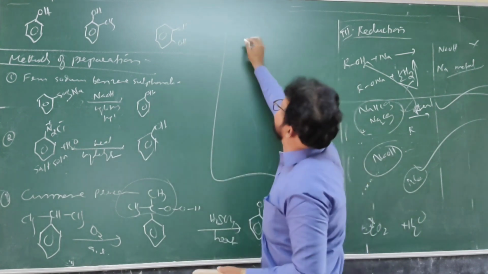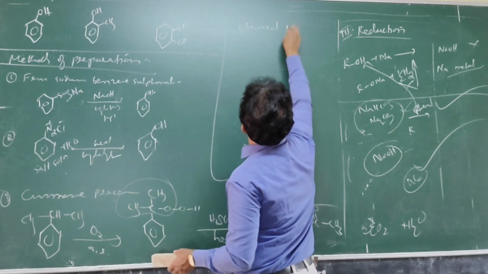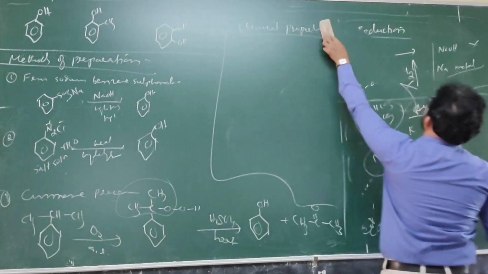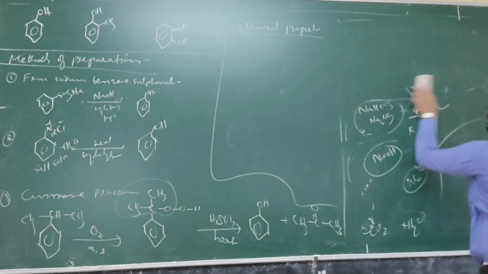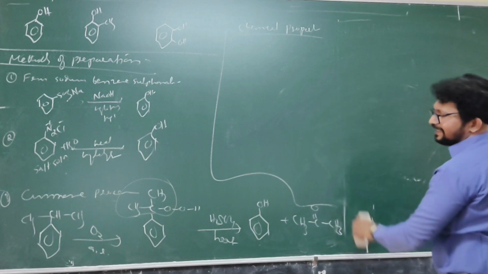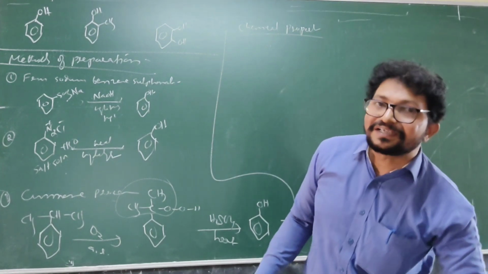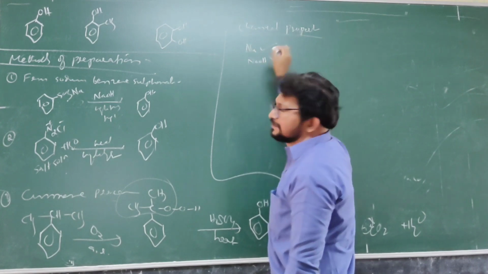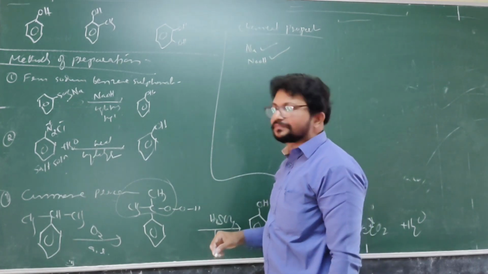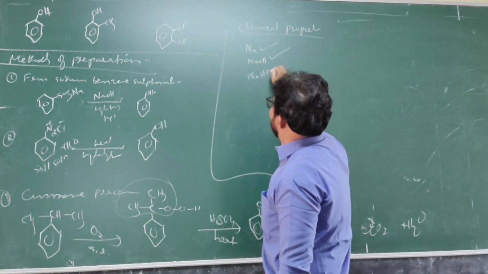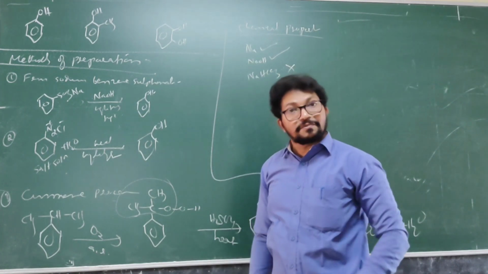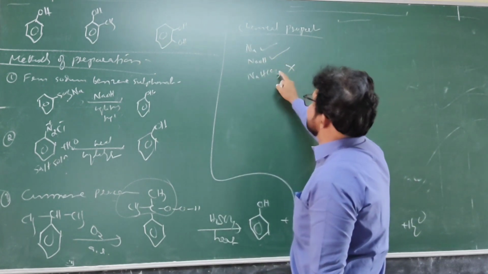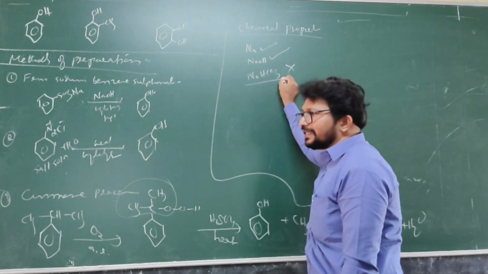Now, if we come to the chemical properties of phenol, some important reactions are here. Whatever I have discussed earlier: sodium metal, yes. Sodium bicarbonate, no. Na metal, yes. NaOH, sodium phenate, yes. NaHCO3, no. Carboxylic acid matter, yes. So it will not form a salt. Phenol remains as phenol with this.